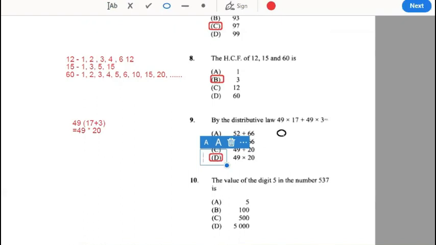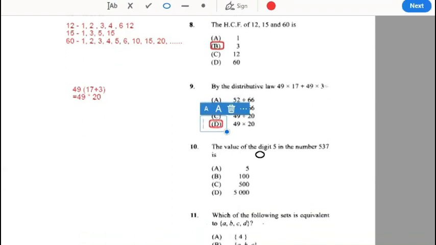So whatever way you break this down or expand it, that will always be the same answer. If you weren't sure what distributive law is, you just know that when you multiply 49 times 17 plus 49 times 3, whatever answer that you're choosing, it should be the same thing as up there.